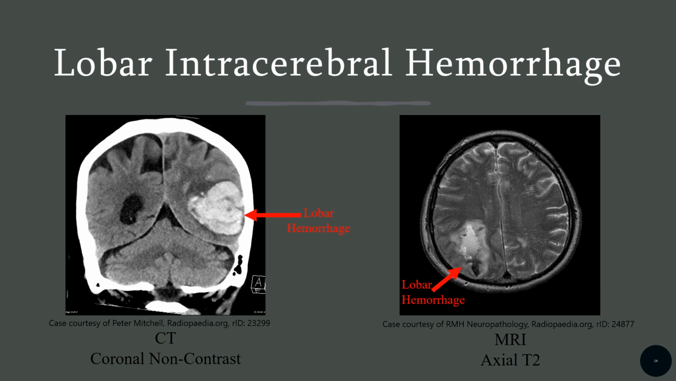MRI is used to follow up if there are any concerns that the bleeding is from underlying vascular malformations or neoplasms. In the case of lobar hemorrhages, there will be multiple small areas of susceptibility-induced signal dropout that can be evident on gradient echo, GRE, or susceptibility weighted sequences, SWI. Our MRI image is of an axial T2 on the right, locating the lobar hemorrhage.